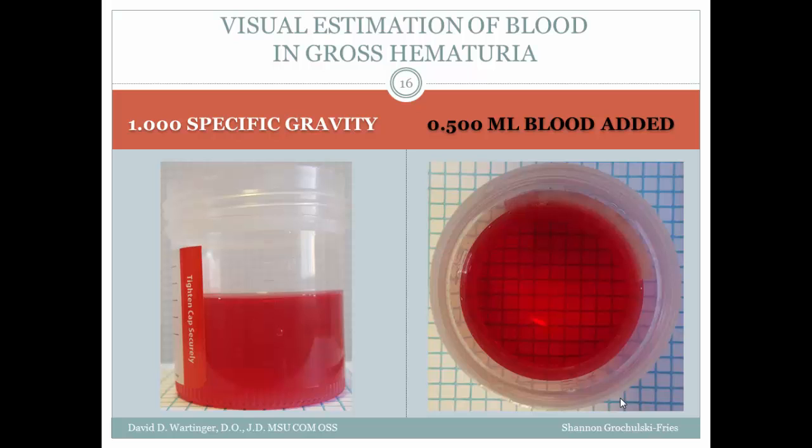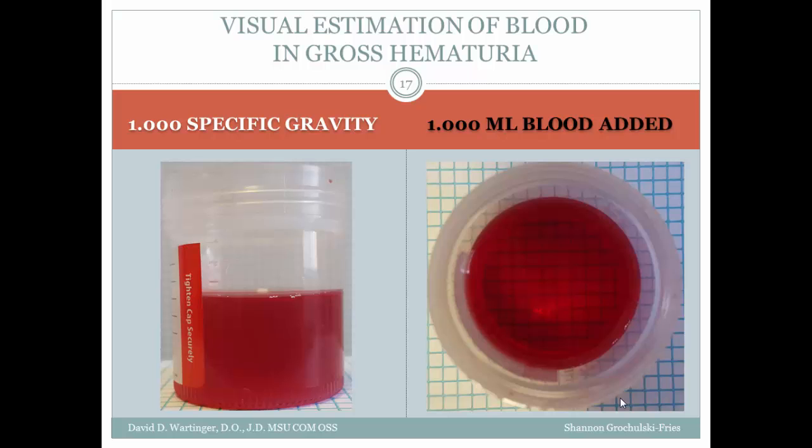Specific gravity 1.000 with 0.500 milliliter blood added. The specimen takes on a dark shade of red as opposed to bright red. Remember, this level of gross hematuria accounts for only 10 milliliters of blood loss per liter of urine produced. Specific gravity 1.000 with 1.000 milliliters blood added.